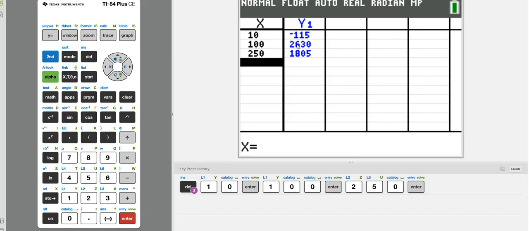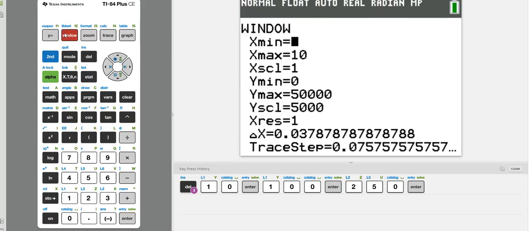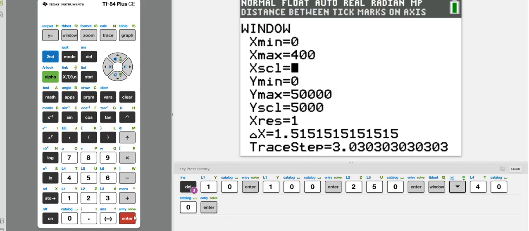I do want to notice one thing here for us. Somewhere between 100 and 250, we kind of hit a maximum and started coming down, because our profit here is less than it was when we sold 100. So as far as a window is concerned, let me take a guess that we're going to want to sell between 0 and let's try 400 units to start with. The X scale, let's just put a 100 there for now. I'll explain that when we see our graph.